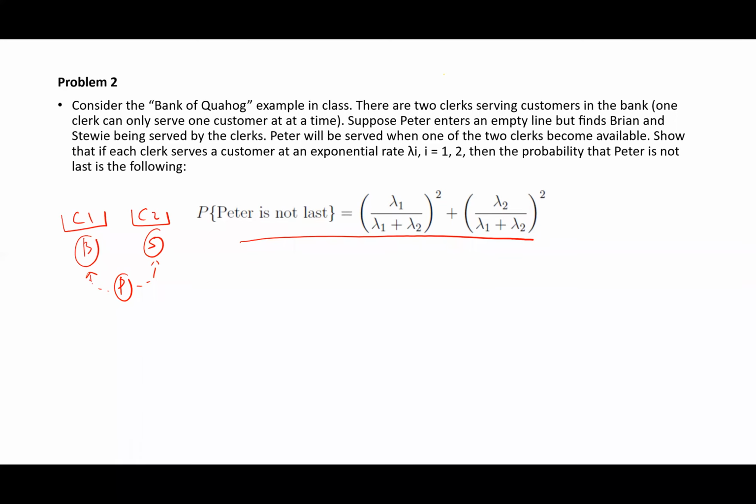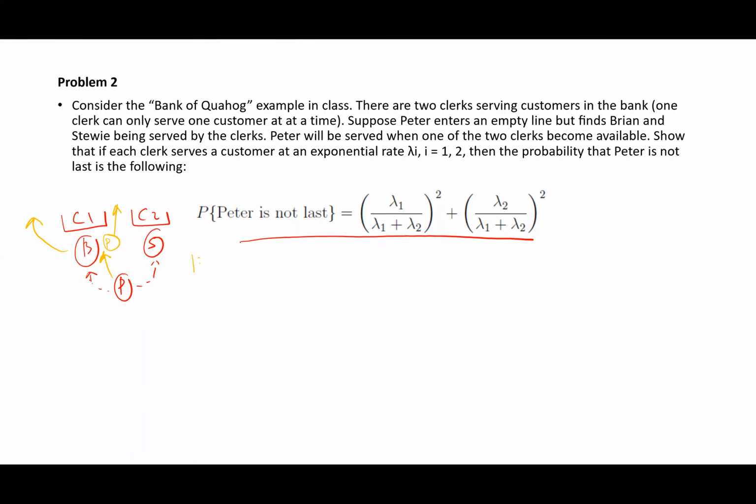You can visualize 2 cases in which Peter won't be the last person to leave the bank. The first scenario is, say Brian is the first one to leave, and then Peter ends up going into clerk 1 where Brian was. Then once Peter gets to clerk 1, Peter finishes prior to Stewie. So that would be the first case. I'm going to solve out that scenario first, and then I'll solve out the other scenario.